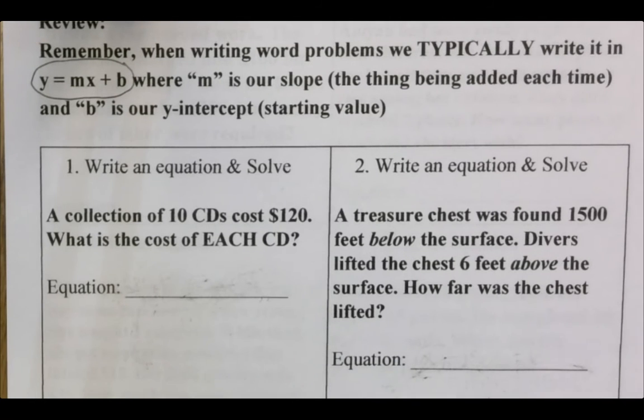Okay? So it says, when writing word problems, we typically write it in y equals mx plus b, where m is our slope, right? That's the thing that's being added every single time. If I go bowling, the thing that's being added every single time is my games. Every time I play a game, I have to add how much that game is. And then our b is our y-intercept. That's our starting value. That's our shoe rental. I don't have to pay for that every single game I bowl. That's just a one-time thing.